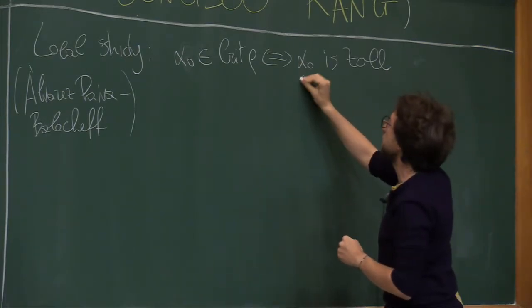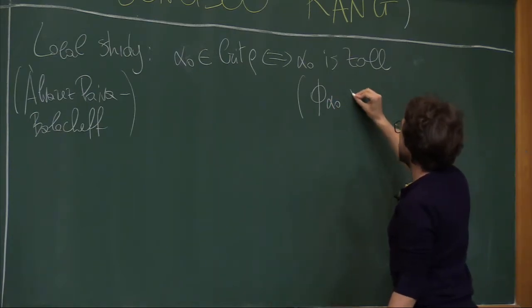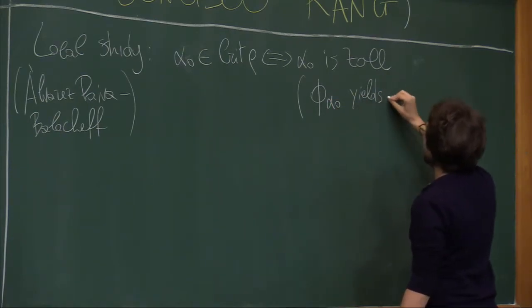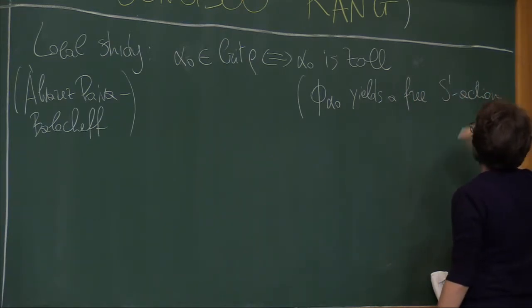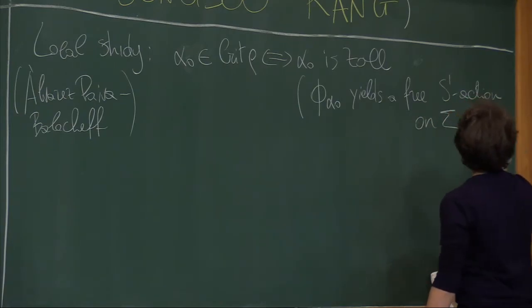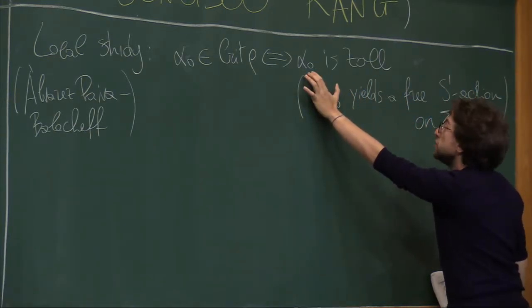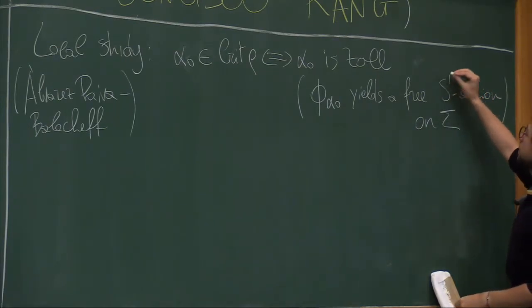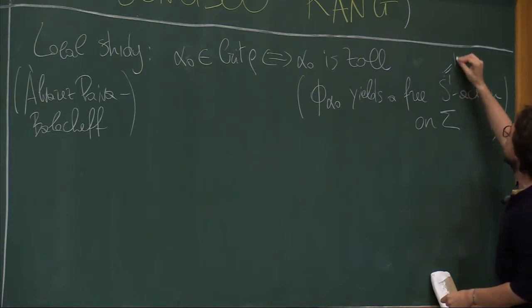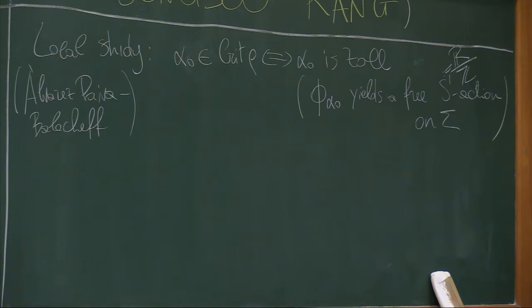So this means simply that the Reeb flow of alpha naught yields a free S1 action on sigma. Okay? And then for the purpose of this talk, we can always renormalize alpha 0 so that this action has period 1. And for the purpose of this talk, when I say S1, I always mean R quotiented by Z. Okay, so length 1.